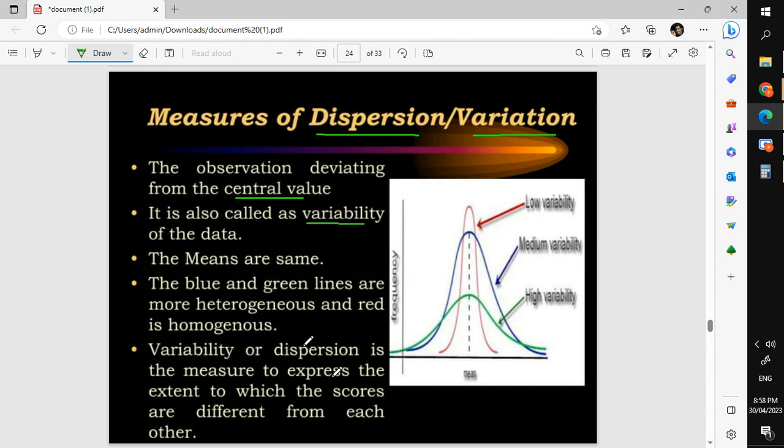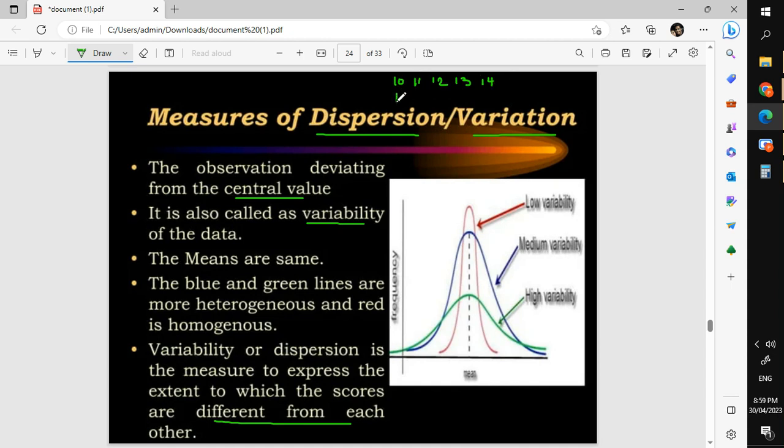Variability or dispersion is the measure to express the extent to which the scores are different from each other. Unsay pasabot nang low variability o high variability. So for example, ang imong data 10, 11, 12, 13, 14. So if you get the difference of each datum or each value in this data set, one lang. So it has low variability. Dili kaayo katag.